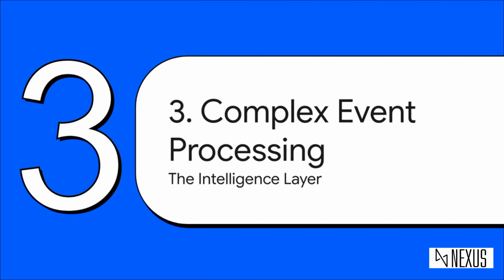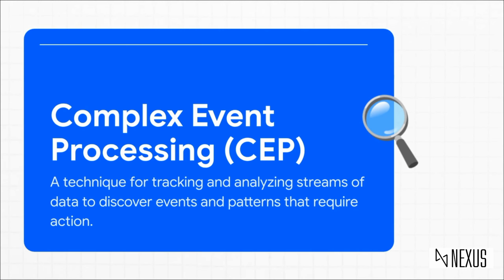So, streaming gives us this real-time fire hose of data. That's great, but just seeing all that data rush by isn't enough. How do we find the really important patterns in that flood of information and actually do something about it? Well, that's where the intelligence layer comes in: complex event processing, or CEP for short. You can think of CEP as the brains of the whole operation. It's a technique that's constantly watching those data streams, looking for meaningful patterns. And it's not just about one piece of data.